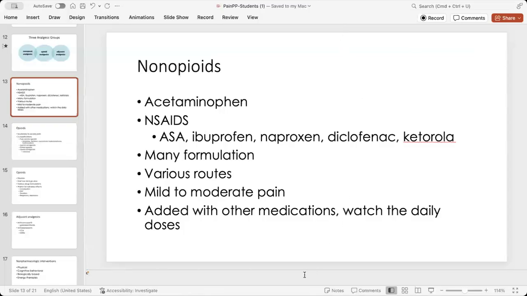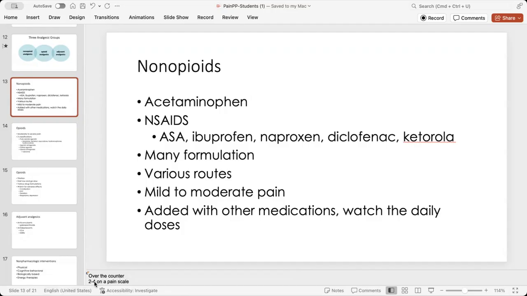Common ones are going to be acetaminophen and your NSAIDs, like ibuprofen, naproxen, ketorolac. Many formulations. Are these over the counter? Yes. What kind of pain are we using this for? Mild to moderate. How would they rate that on a pain scale? 2, 3, 4, right? Then severe pain is more like 7, 8, 9, 10.